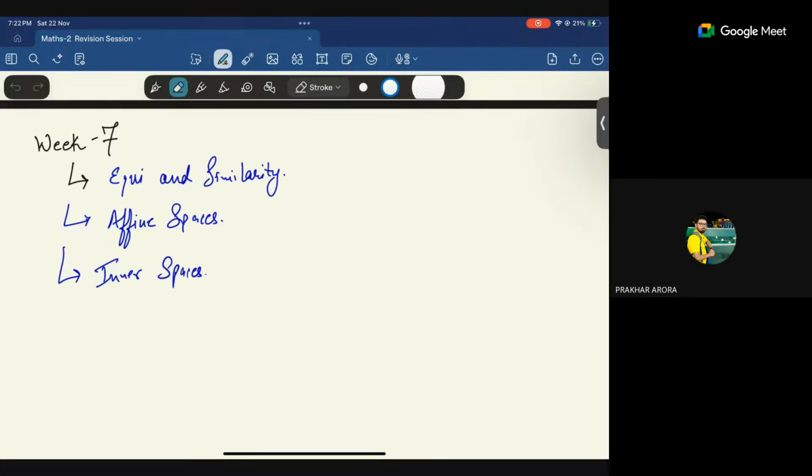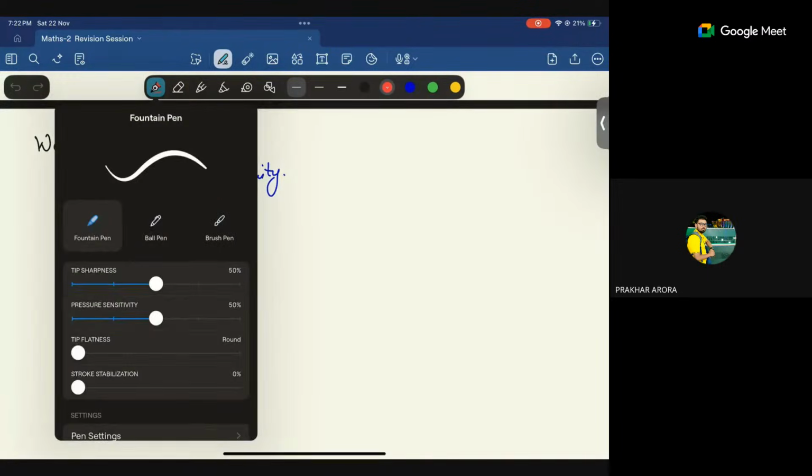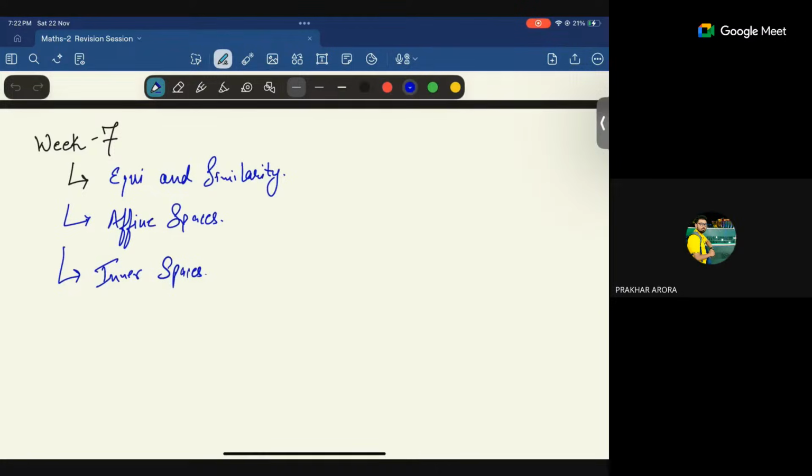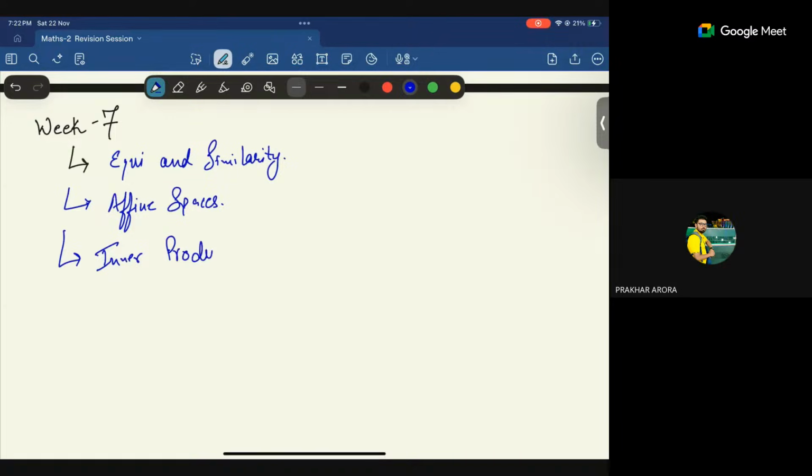Now we were discussing week number 7, and in week number 7 we have equivalence, similarity, affine spaces, and inner product, not inner spaces, inner product. Affine spaces we will not be discussing today. Affine spaces is an altogether separate topic from the discussion that we are going forward with. It will need an altogether different point of view to appreciate affine spaces. So I have decided to exclude this from today's discussion.